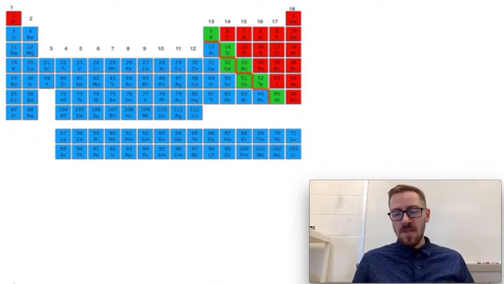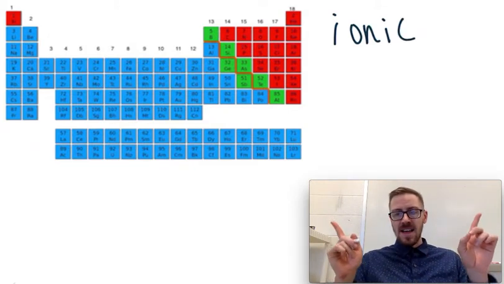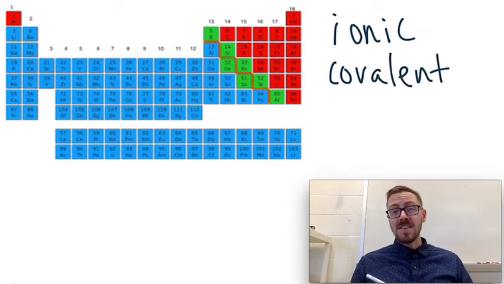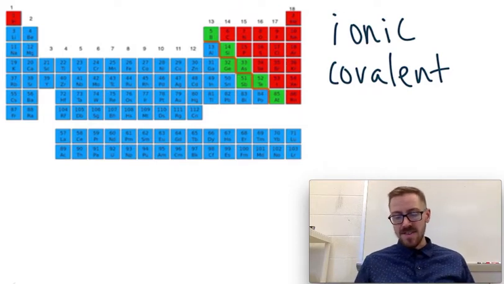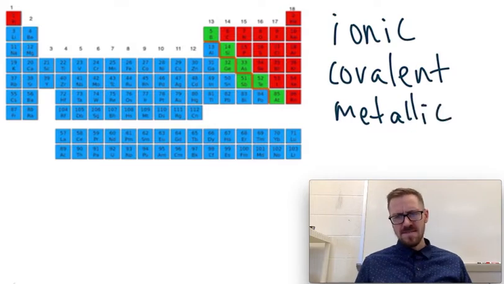So here we go. There are three types of bonds. There are ionic, which happen between opposite ions. There's covalent, where atoms share their outer valence electrons. And there's metallic, where it happens between a metal and a metal.